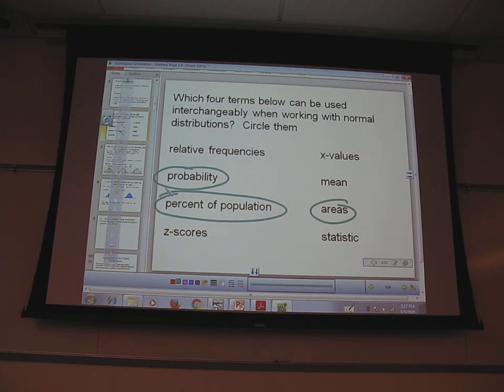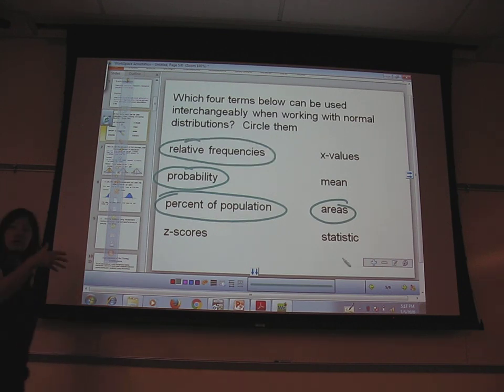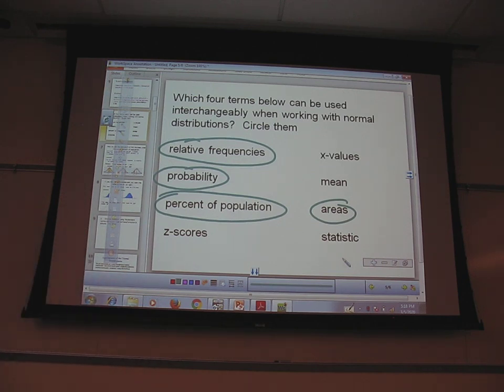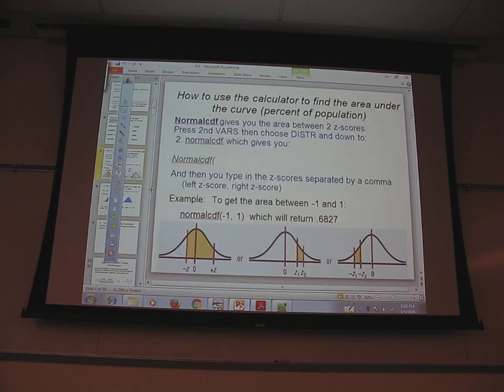Relative frequency. Relative frequency is right. That's a ratio of your percent over the whole, right? Sort of that percentage of the population. If you add up all the relative frequencies, what do you get? 1. Okay.